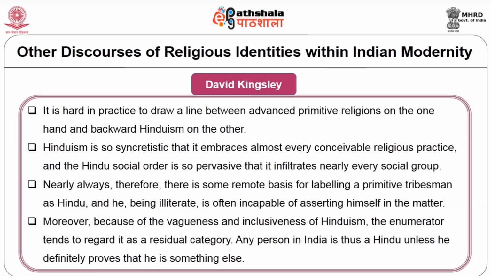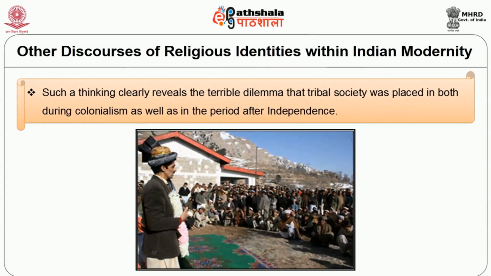Nearly always, therefore, there is some remote basis for labeling a primitive tribesman as Hindu, and he, being illiterate, is often incapable of asserting himself in the matter. Moreover, because of the vagueness and inclusiveness of Hinduism, the census tends to regard it as a residual category. Any person in India is thus a Hindu unless he definitely proves that he is something else. Such thinking clearly reveals the terrible dilemma that tribal society was placed in, both during colonialism as well as in the period after independence.